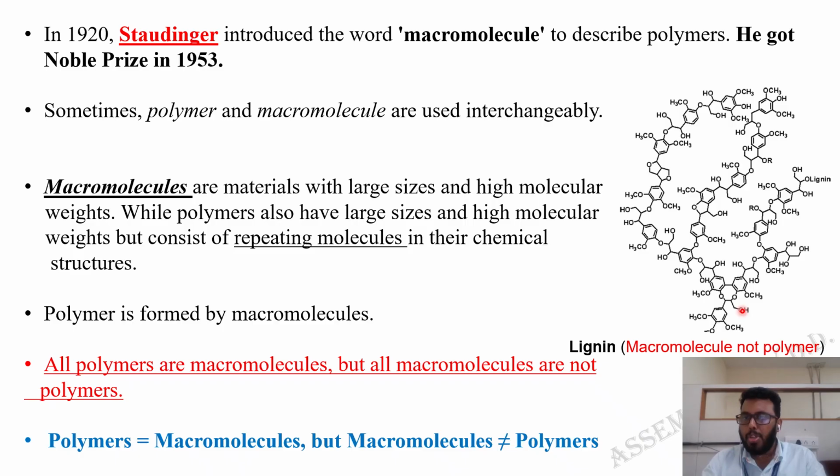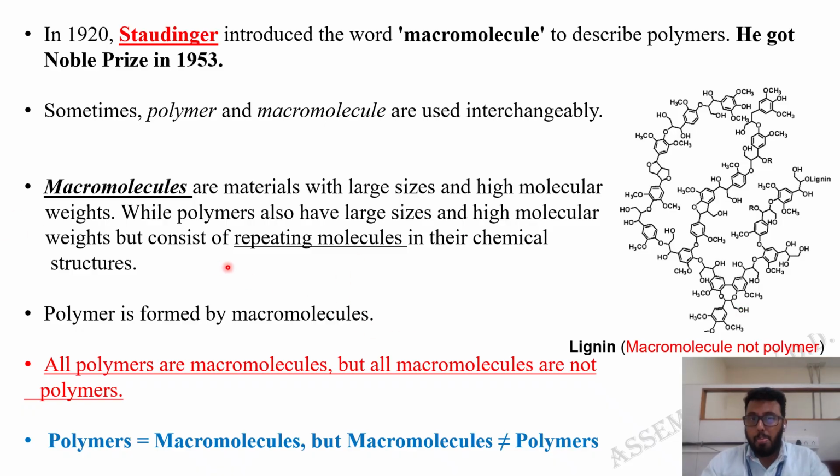So the monomer unit will be like a plant with one leaf or two leaves. But a tree will be like a macromolecule with a lot of branches. So in that way, you can understand the difference between the monomer and the macromolecule.